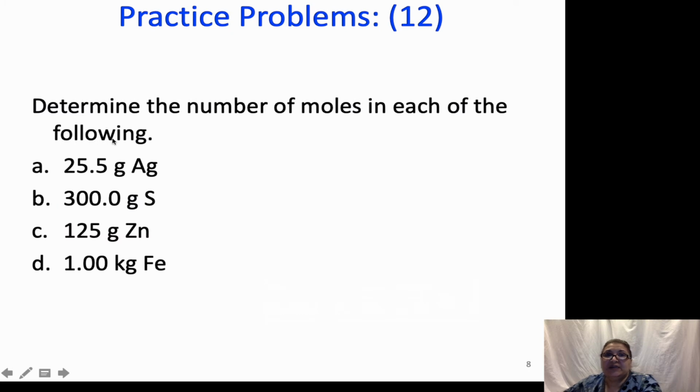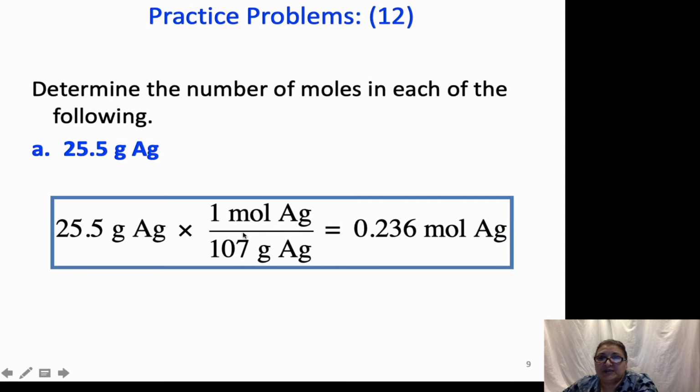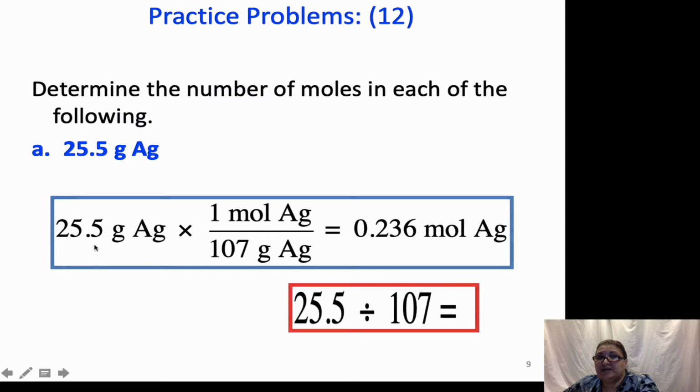Now different examples would be going from grams to moles. So grams to moles you divide by molar mass. Silver, 25.5 grams of silver. So we look up silver. It has 107 grams per 1 mole. We divide by 107, so the grams will cancel out. So 25 divided by 107 is 0.236 moles.